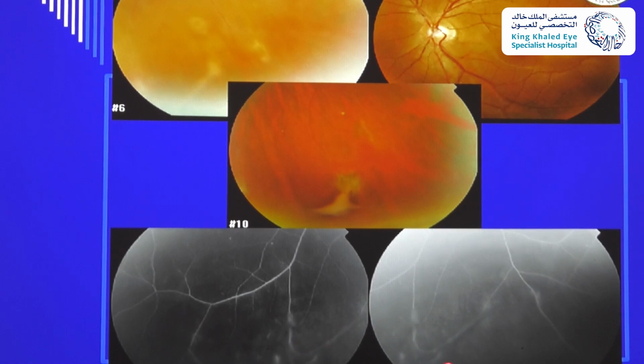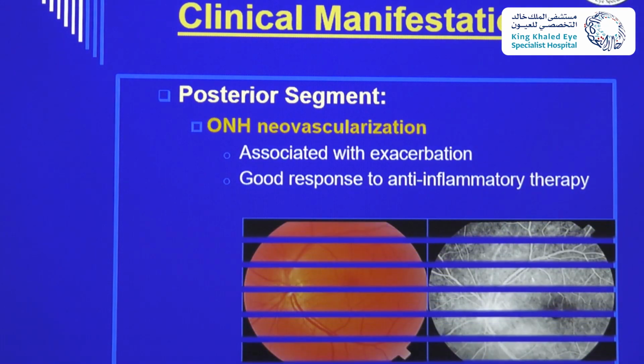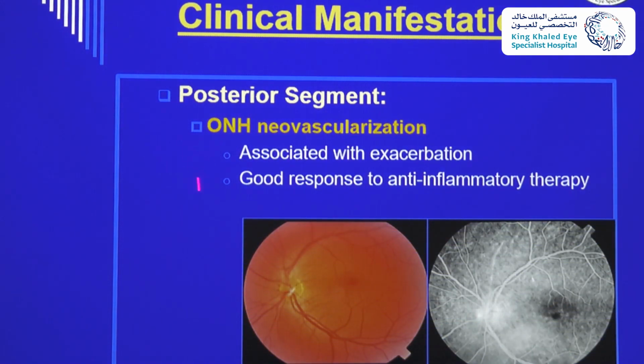Another example, in a closer view, see this area having a lot of inflammation, then ending in scars and starting to be consolidated after treatment. This is where it starts to have the anastomosis. Sometimes the patient has optic nerve neovascularization, which is uncommon. In inflammatory intermediate uveitis, they usually have some sort of neovascularization, as we see in these patients, usually associated with exacerbation, and it could respond nicely to anti-inflammatory treatment.